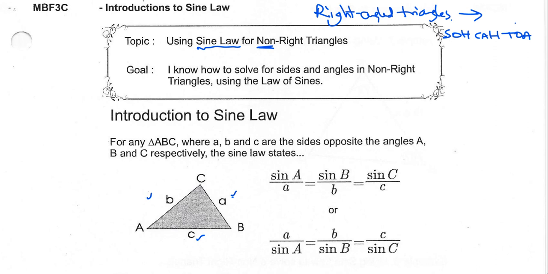The sine law says that if you take sine of angle A and divide that by the length of little a, that's equal to the sine of angle B divided by the length little b, and that's also equal to the sine of angle C divided by the length little c. Those ratios, those fractions, are equal to each other. We're going to use the sine law to help us solve for things we don't know when the triangle is not a right angle triangle.